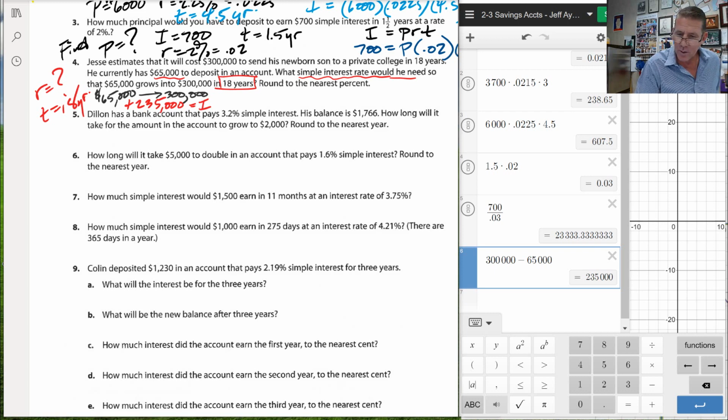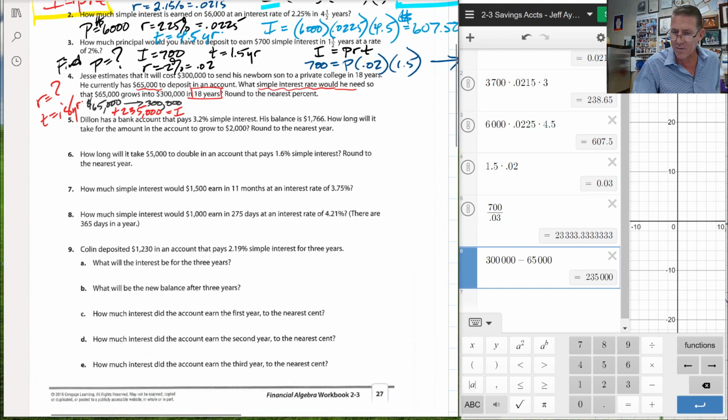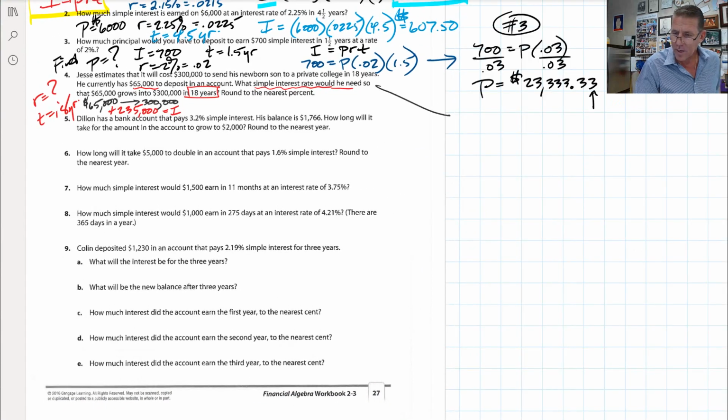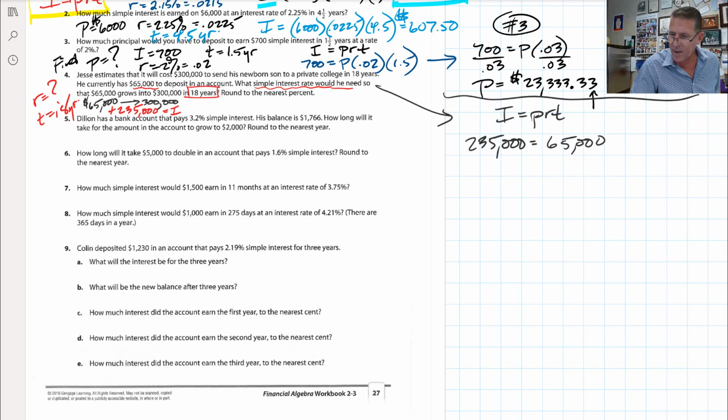So here we go. I'm going to write out the equation first. I'm going to do it off to the side too, down here. Okay, so I is equal to principal times rate times time. So the interest that we need is 235,000. The principal that we start with is 65,000. The interest rate is unknown, and the time is known. The time is 18 years. So we got to solve this equation here for R. So let's do that.